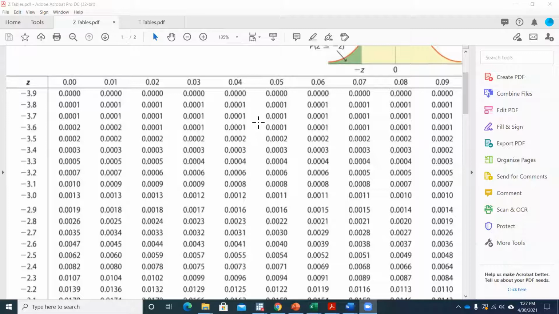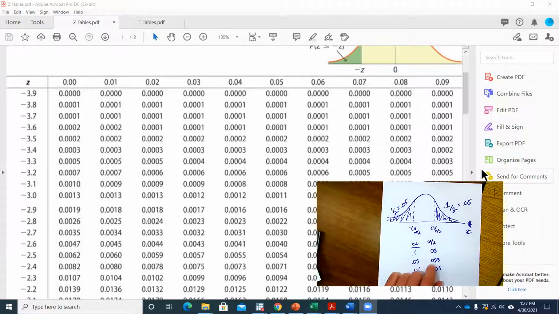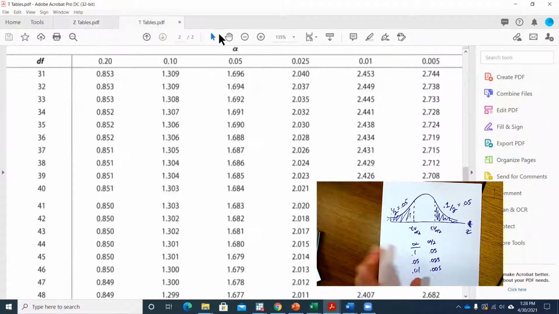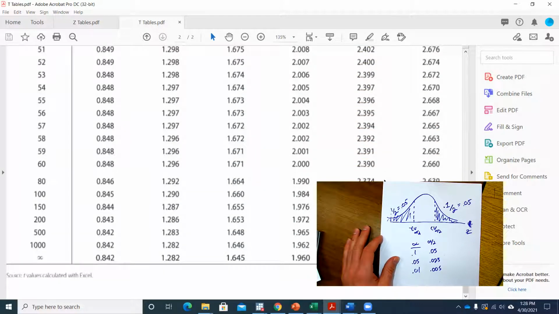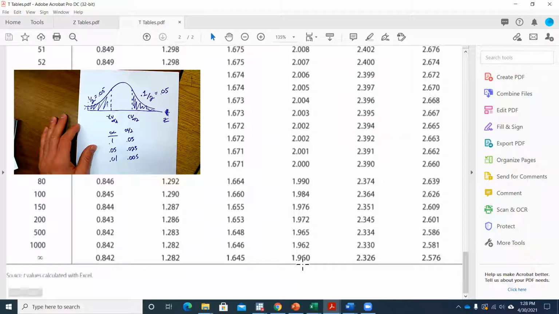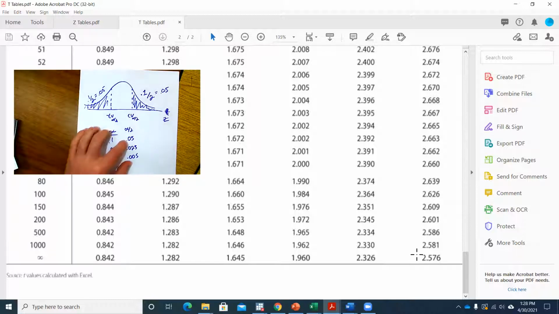So instead of looking each one of these up individually on this standard normal table, I can cheat and use the student t. The areas I want in the tail are 0.05, 0.025, and 0.005. But if I go all the way down to this very last row, remember, this shows me what those standard normal values would be. So I look at those three columns that had the areas of 0.05, 0.025, and 0.005.